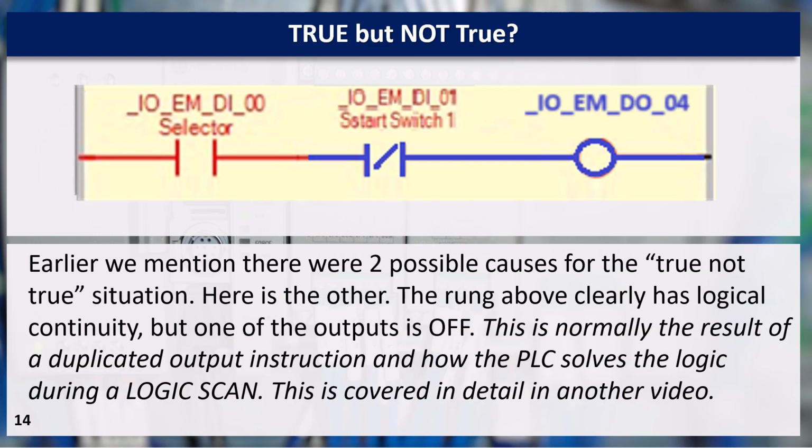Earlier, we mentioned there were two possible causes for the true, not true situation. Here is the other. The rung above clearly has logical continuity, but one of the outputs is off. This is normally the result of a duplicated output instruction in how the PLC solves the logic during a logic scan. This is covered in detail in another video.